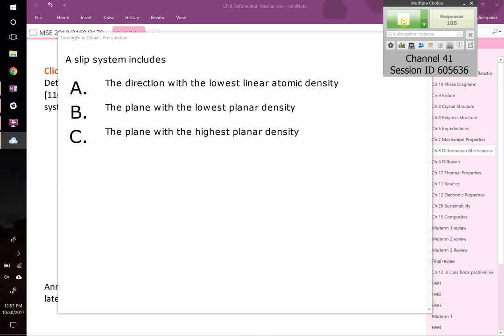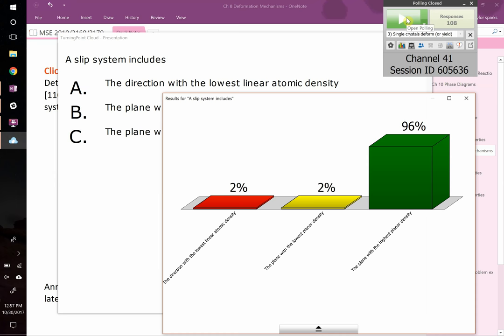Okay, answers in. Wrap this one up. Okay, definitely see the highest planar density. If we could have had another answer, it could have been the highest linear density direction, right? So the most packed plane. And the reason why that happens is because that's what corresponds to the least amount of atomic distortion, right?